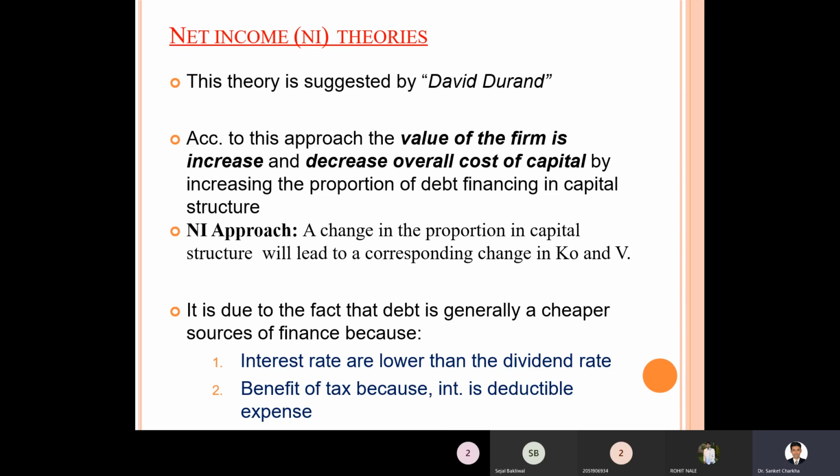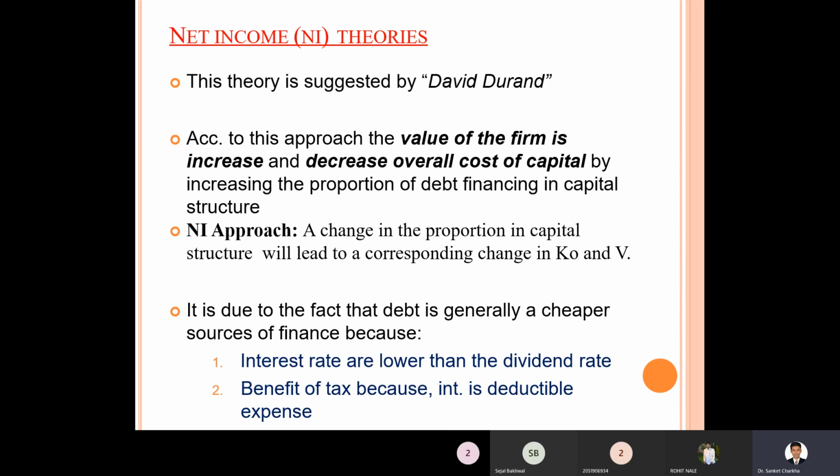Now, why is debt treated as a cheaper source of finance? Because interest rates are lower than the dividend rate. At this point, we can understand that the rate of interest on debt capital is always lower than the dividend rate that you have to pay. So debt capital may be available at 2% or 3% or 5%, but in the other situation, the dividend rate that you have to pay to the equity shareholders is quite a bit higher.